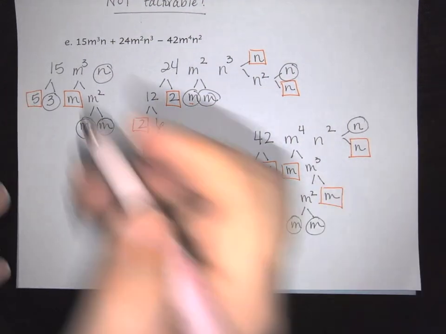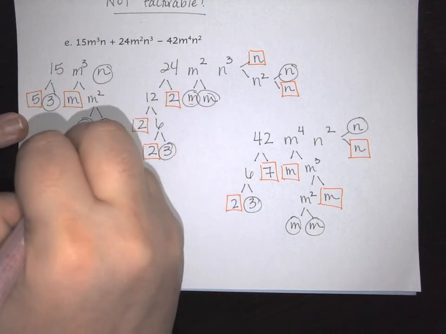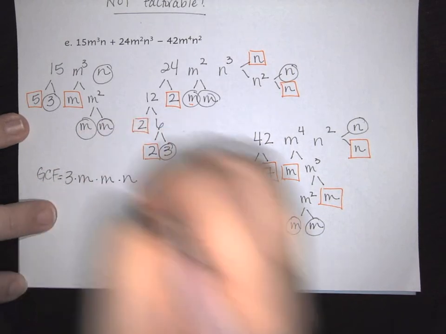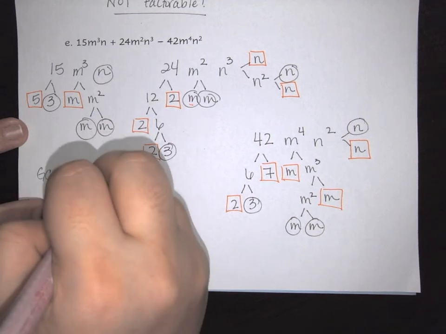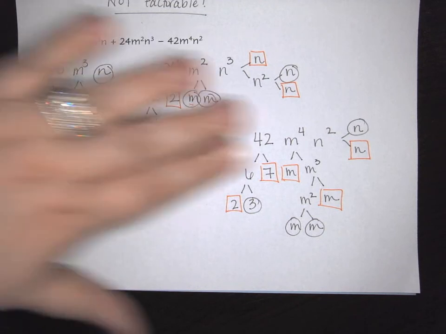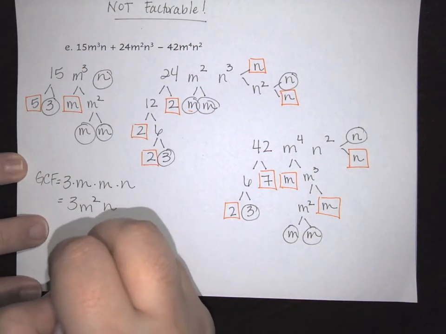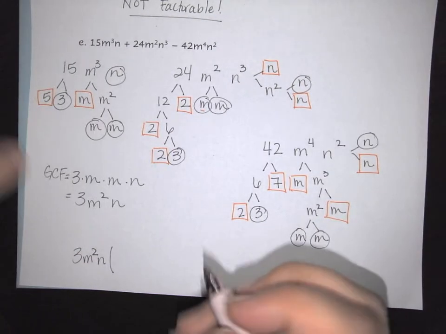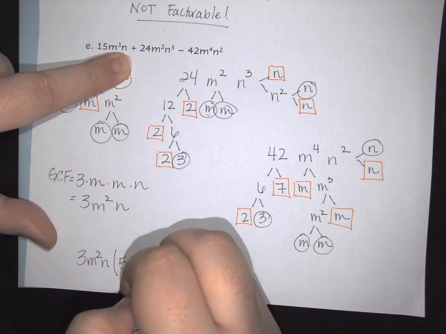Now that you've identified everything, we have that my greatest common factor is going to be 3 times m times m times n. So this is actually 3m squared n. With that, I can pull it out and I have everything left behind. So here this is 3m squared n. In my first term, what's left behind is a 5m. So 5m comes first. My sign here is positive.